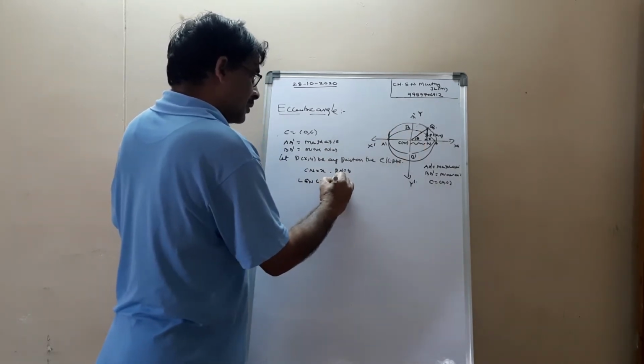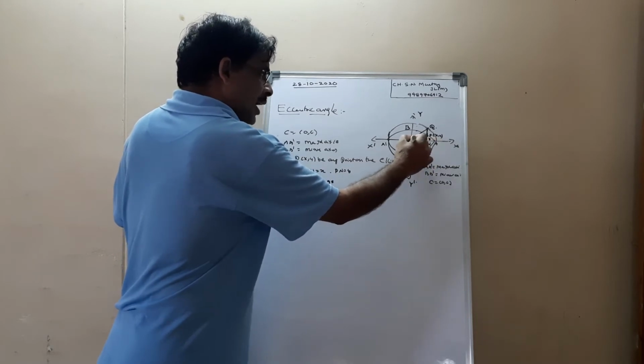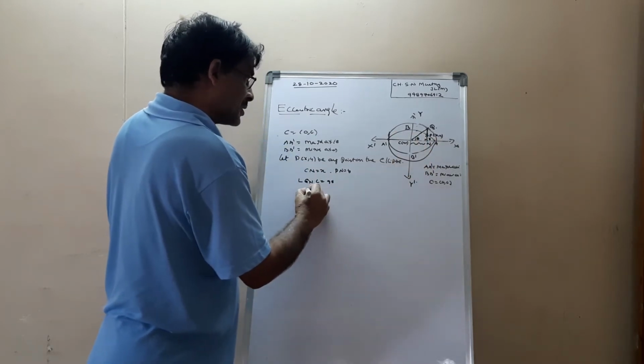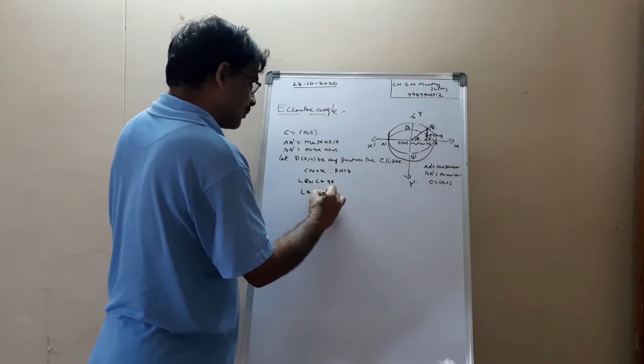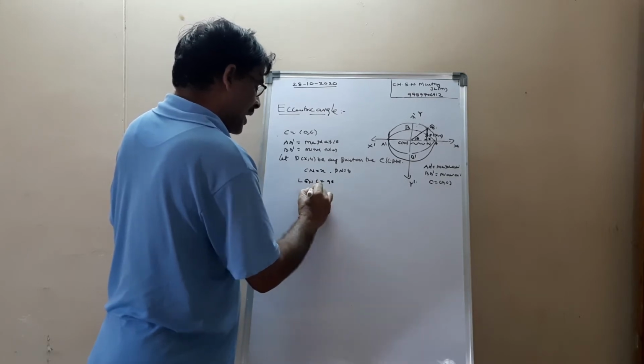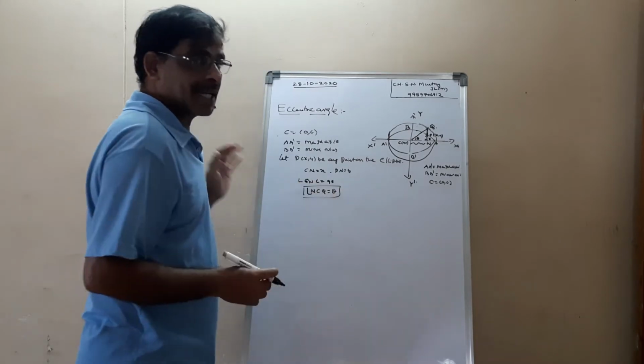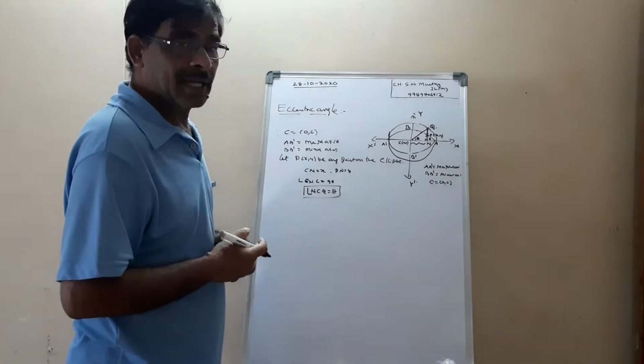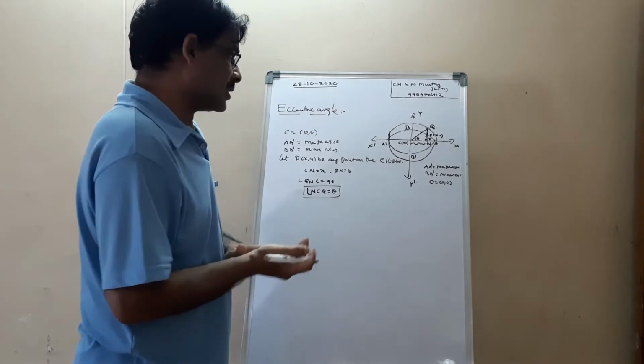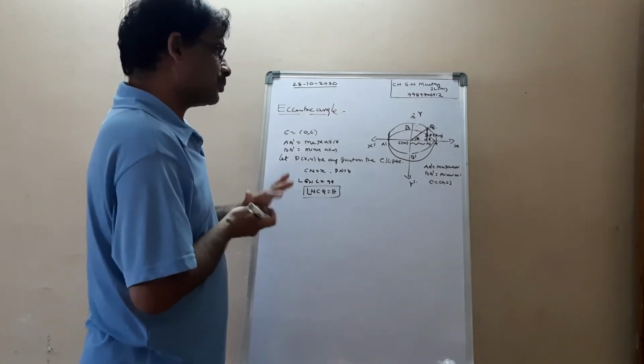Right angle triangle. What is the angle at C? It means angle NCQ, angle NCQ equal to theta. So we call it an eccentric angle. Eccentric angle. See, one thing I will explain to you.